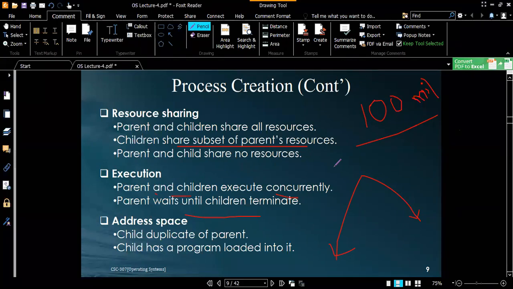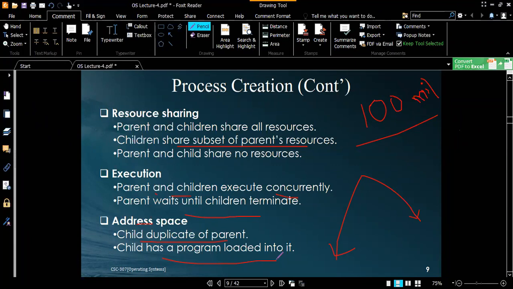And finally, the address space. So what does address space mean? In the computer memory, whenever a new process is created, the child will be located in the same address. So basically, if you live in a house, this means that the child will live in the same house as the parents. Or the child has a program loaded into it, so basically the child will go to a new house. So this is all about the address space. The address space explanation is a little more complicated than the example that I have just given, so we will discuss it later, don't worry.